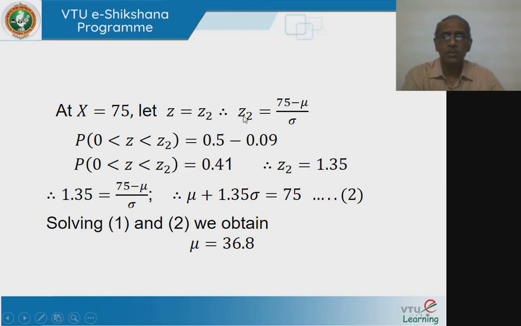Substitute the value of z2 here. So 1.35 is equal to 75 minus mu by sigma. So therefore, simplifying, we get mu plus 1.35 sigma is equal to 75. So call this equation 2. So solving equation 1 and equation 2, we obtain mean mu is equal to 36.8.